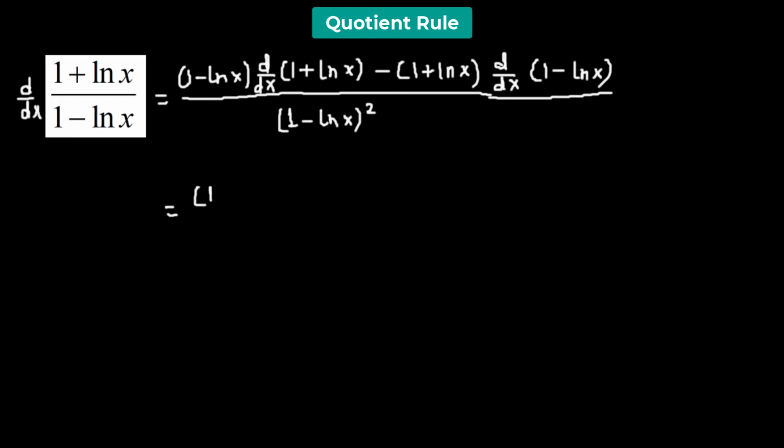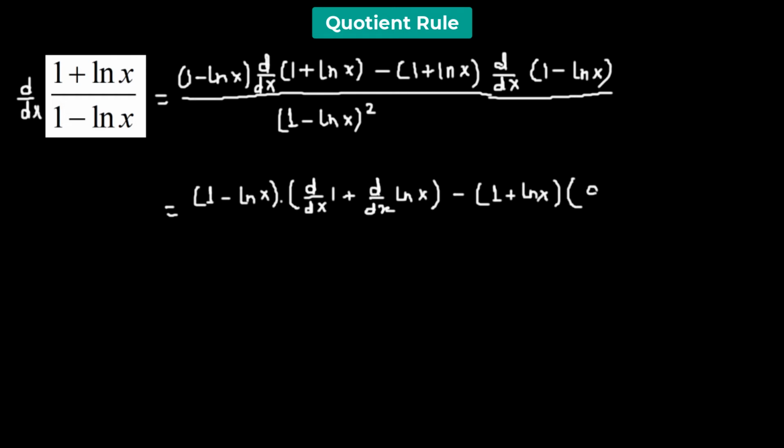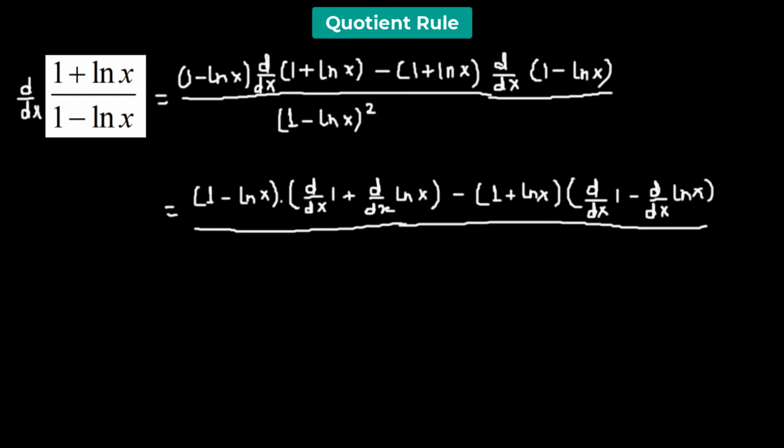which will give us 1 minus log of x multiplied to the derivative of 1 plus the derivative of the natural log, minus 1 plus natural log of x times derivative of 1 minus derivative of natural log of x, whole divided by 1 minus natural log of x whole square.